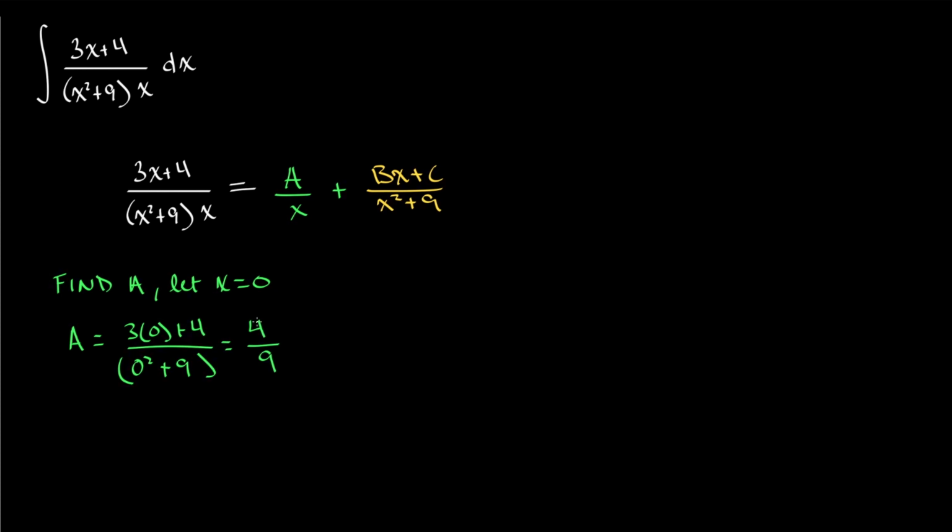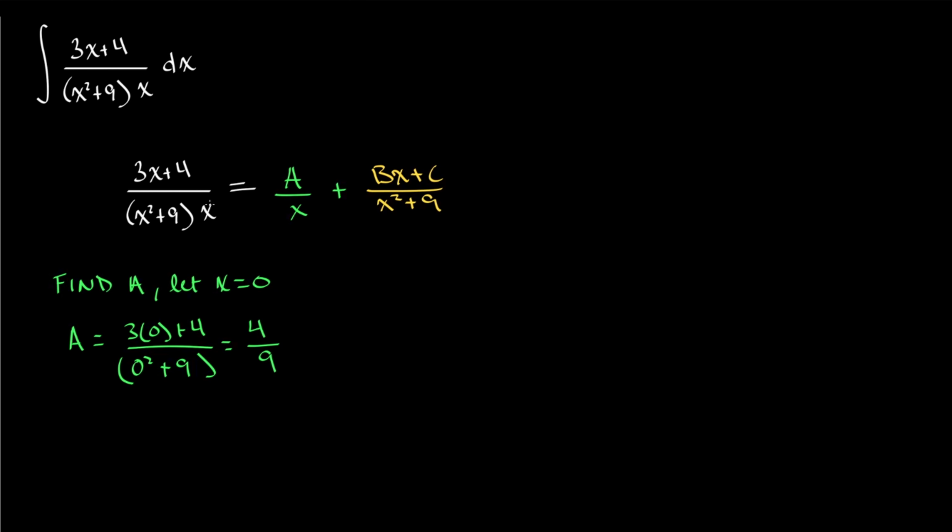So there's A, we got one down, and now we have to find B and C. And we can't use cover-up to find B and C here. There's nothing we could do to get this quadratic term to go to 0. So no cover-up with B and C.